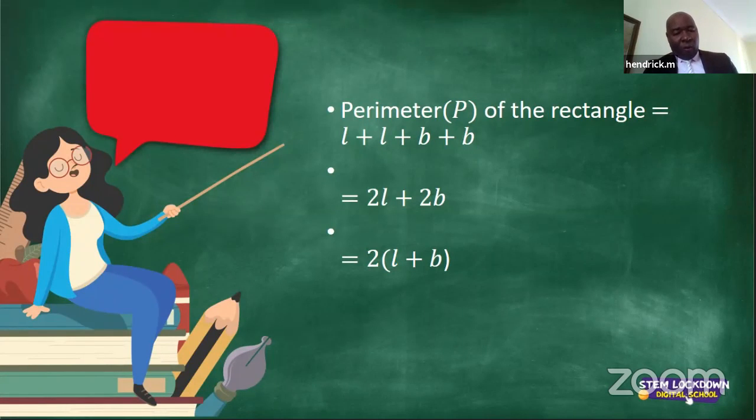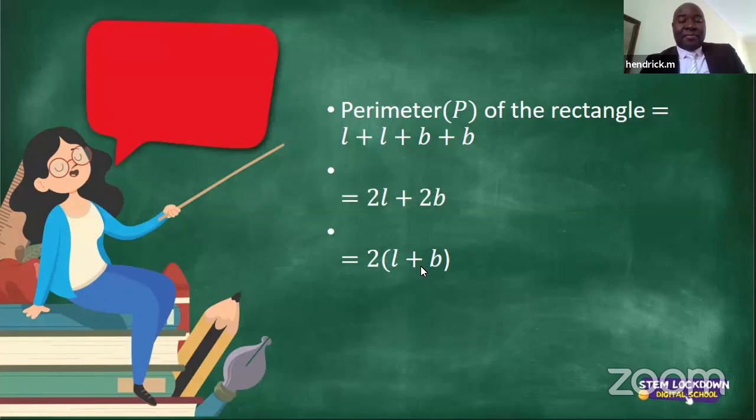And what is 6 plus 4? 6 plus 4 is 10. Yes, now you can substitute this right inside your bracket here. You have 6 there for the length and 4 for the breadth, which makes up 10. Then you multiply 10 by 2, then you have 20.